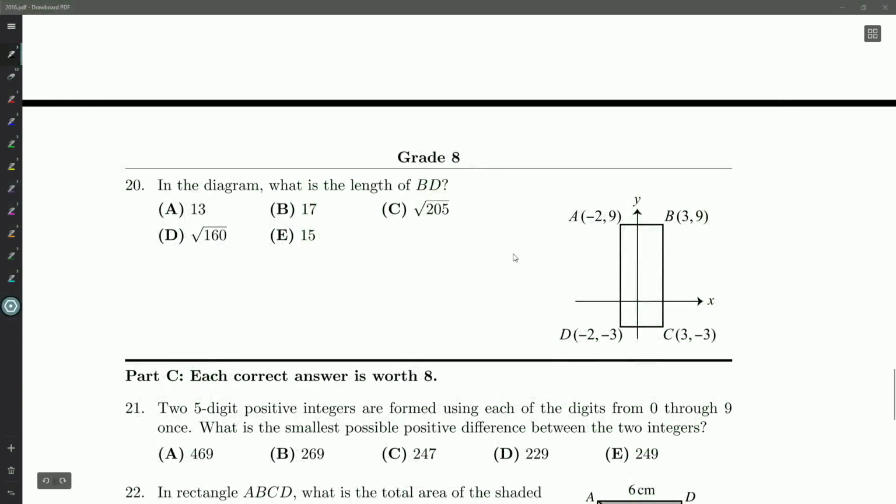We're finishing up part B, so question 20 from our grade 8 Gauss from 2016 in this video. In the diagram, what is the length of BD? Alright, so we're given coordinates here.